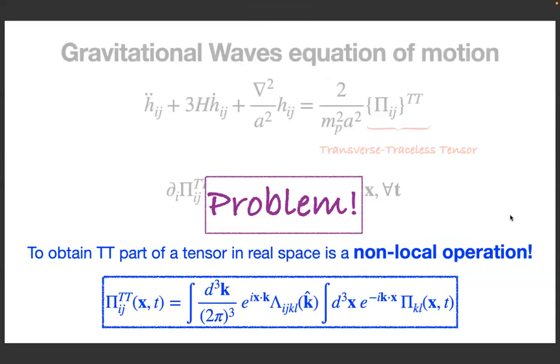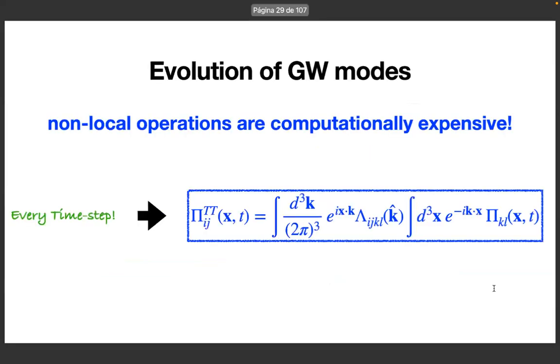As I told you, let's address this problem now. Let's imagine that we are able to solve and follow the dynamics of the gravitational wave equation, but we need to do this non-local operation every time step. So this is a problem. This is very costly. We need to do 2 Fourier transforms every time step. We want to get the transverse traceless part of the anisotropic stress tensor. So how do we solve this?